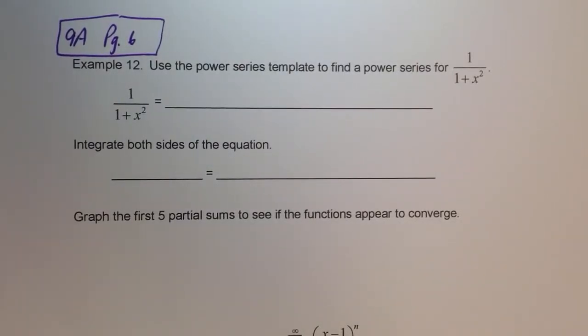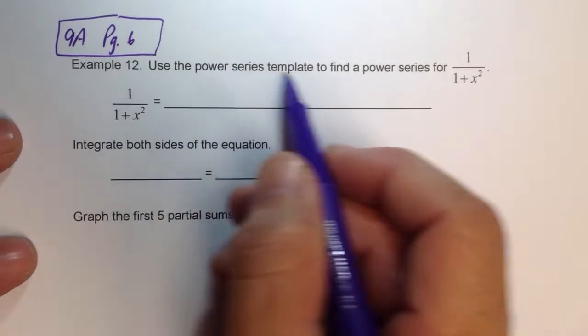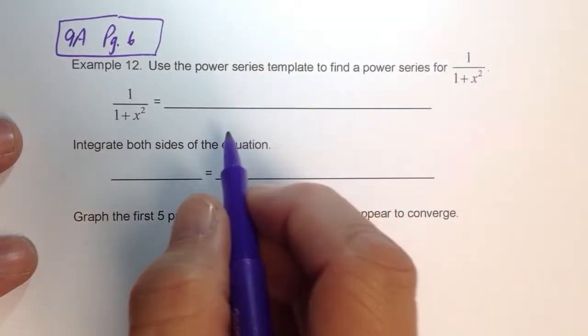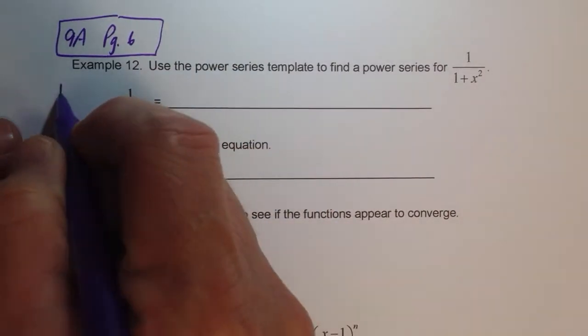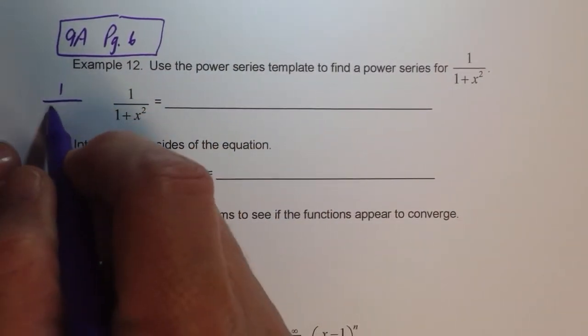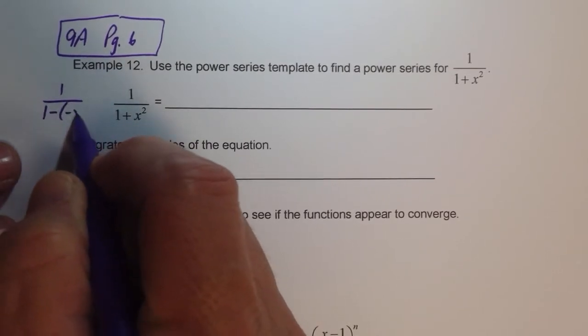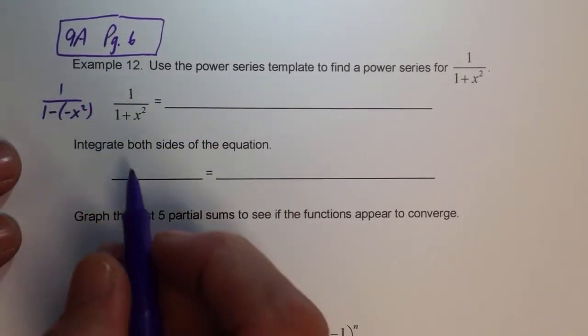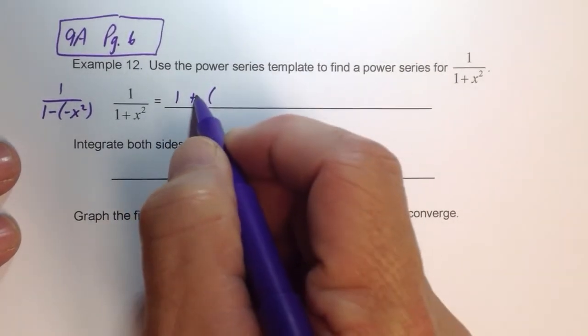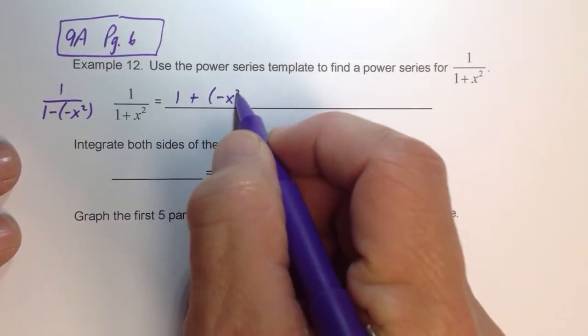We've almost reached the end of our first packet. Use the power series template to find a power series for 1 over 1 plus x squared. So we already know how to do that. Over here to the left, we can write 1 over 1 minus a negative x squared. So the first term is 1, and the common ratio is negative x squared.